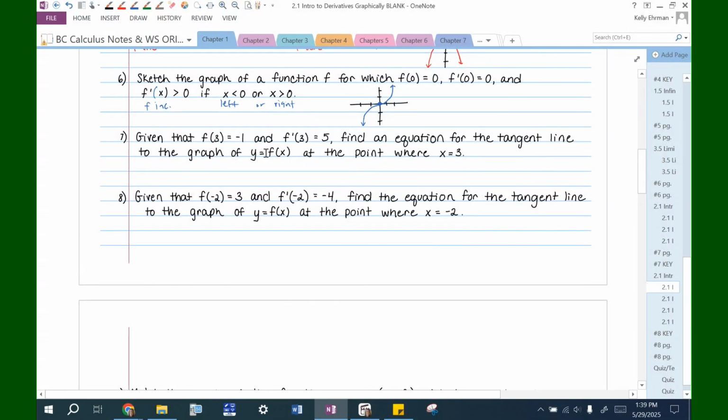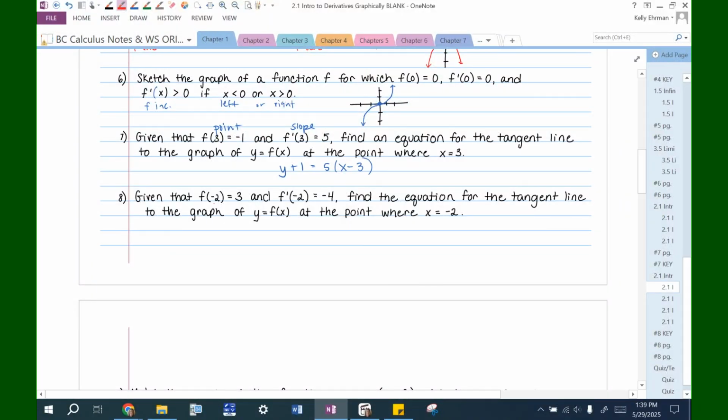Given that f of 3 equals -1 and f prime of 3 equals 5, find an equation for the tangent line. So to write an equation for a line, you need a point and a slope. And they've given us both of those things, so this is super easy. Y minus -1 equals slope times x minus x1.